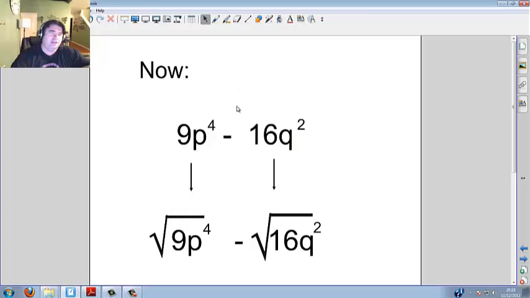And back. Now, same thing here except 9p to the 4th, when you root all of that, it becomes 3 and 3, but it's 3p squared and 3p squared. And here, 16q squared is going to be 4q and 4q. However, notice there's nothing in the middle.